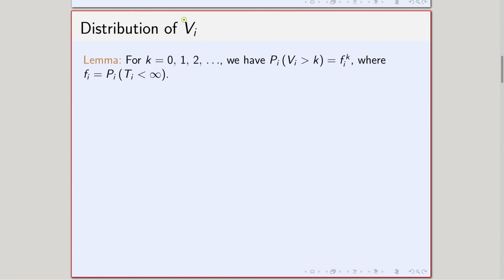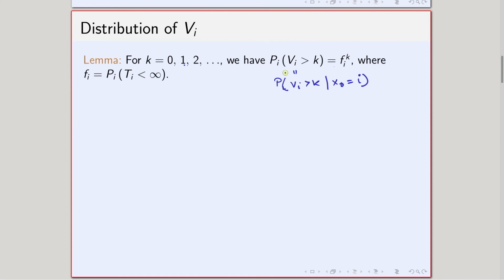Now what we are going to see is the distribution of V_i. For k equal to 0, 1, 2, and so on, the probability that V_i is greater than k is given by F_i to the power k, and this is a conditional probability: the probability that V_i is greater than k, starting from X_0 equals I, is F_i to the power k. And what is F_i? F_i is the probability that, starting from I, T_i is less than infinity. Recall that when we defined recurrence and transience, we defined them in terms of F_i. If F_i equals 1, we call I recurrent. If F_i is strictly less than 1, we call I transient.